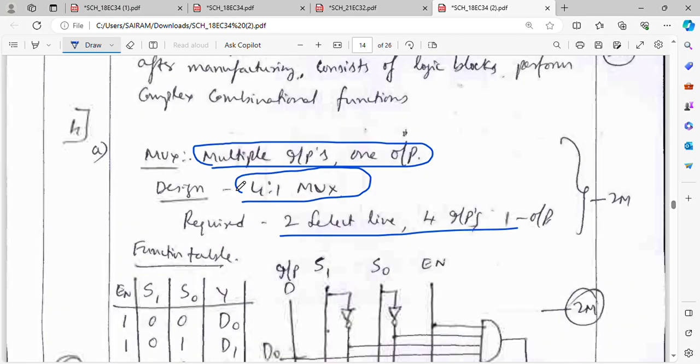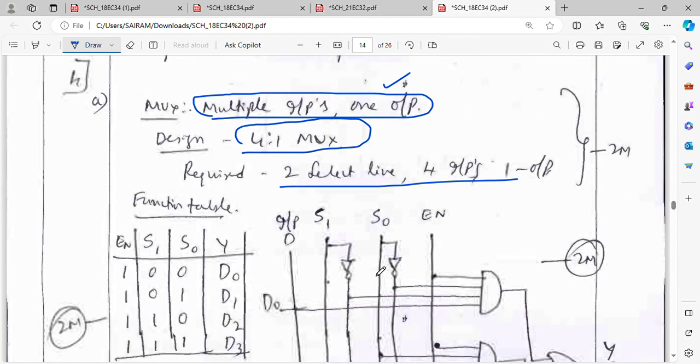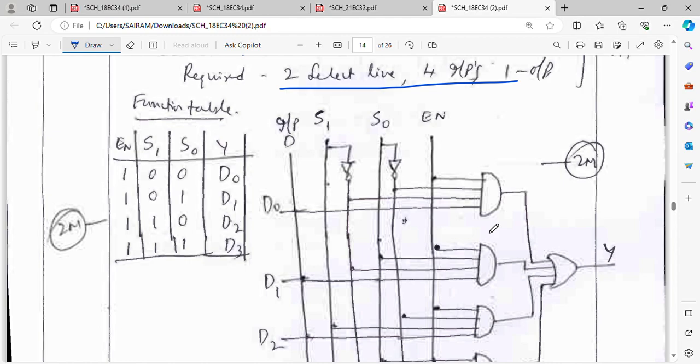Define 4:1 multiplexer. They are going to ask you to define the 4:1 multiplexer, and then explain what a 4:1 multiplexer is. A 4:1 multiplexer is one type of multiplexer which consists of 4 inputs and 1 output. Then write a functional table with the diagram, that is the gates diagram with respect to the gates.